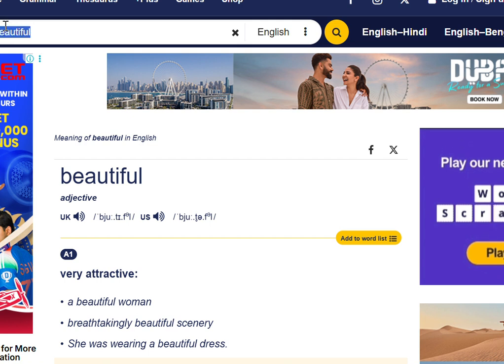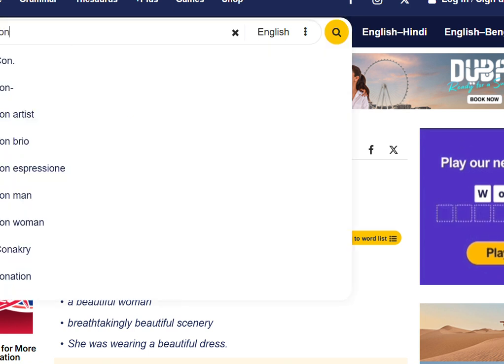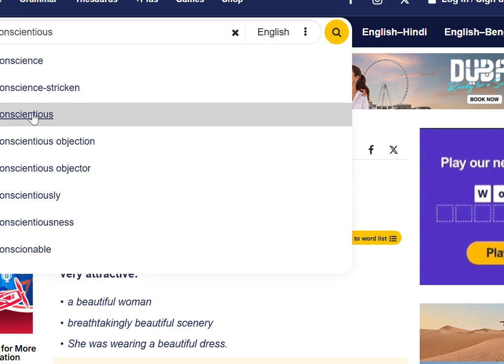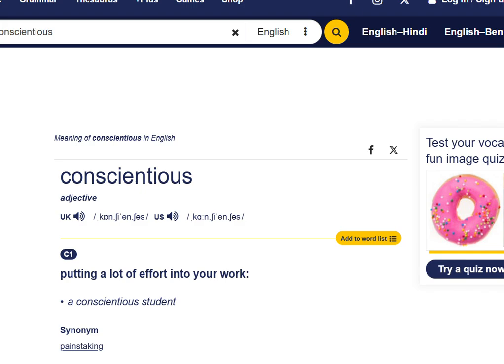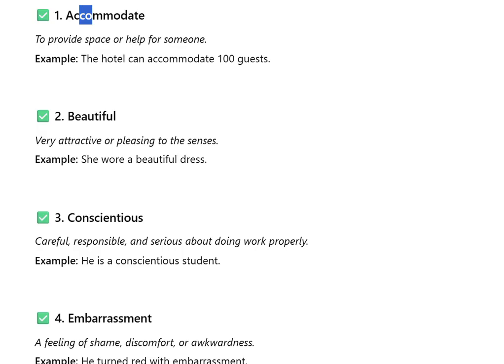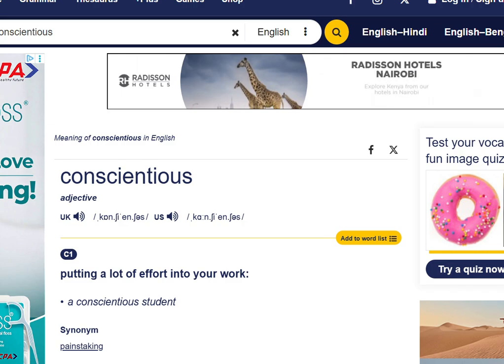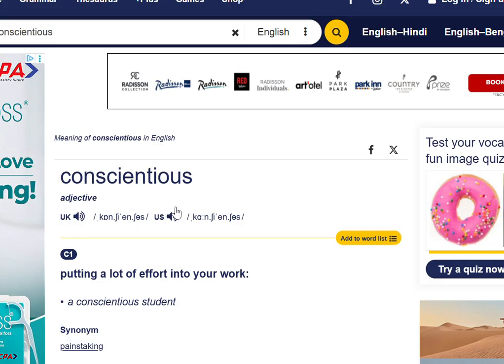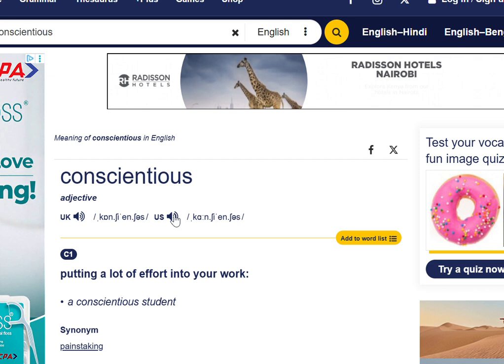How many of you know about this word? A lot of people mispronounce this word. And also, please focus on the spelling as well. Conscientious. How is this word pronounced? Conscientious. Yes, conscientious, this word is pronounced this way.